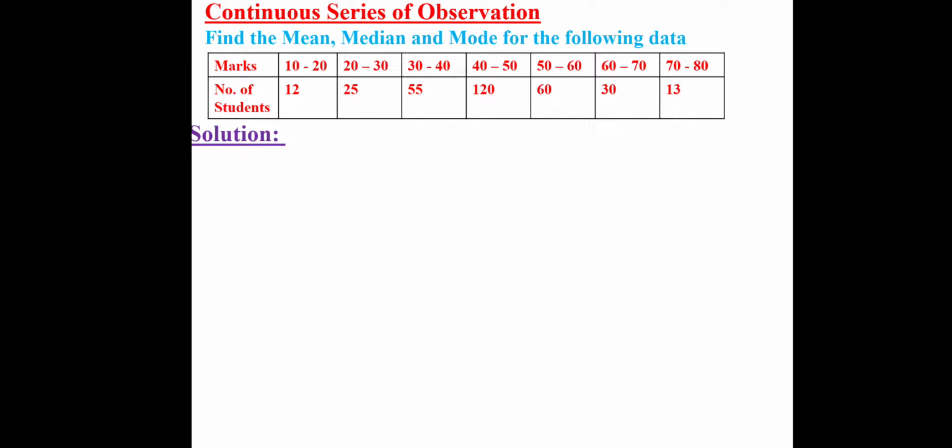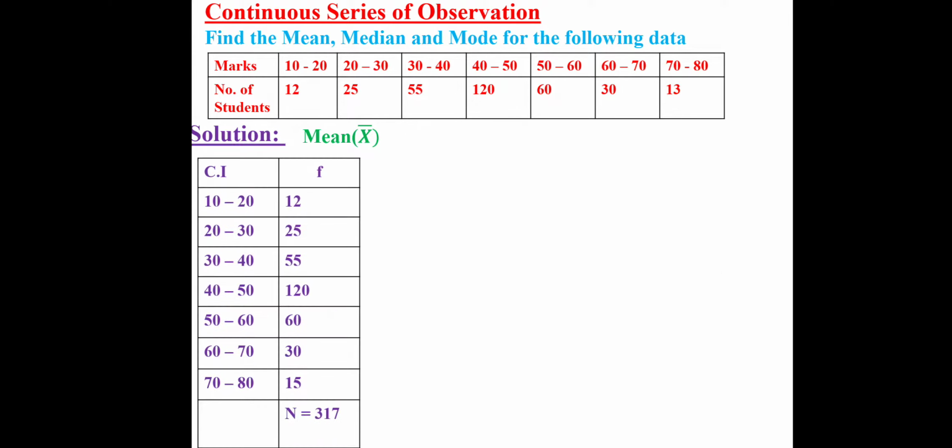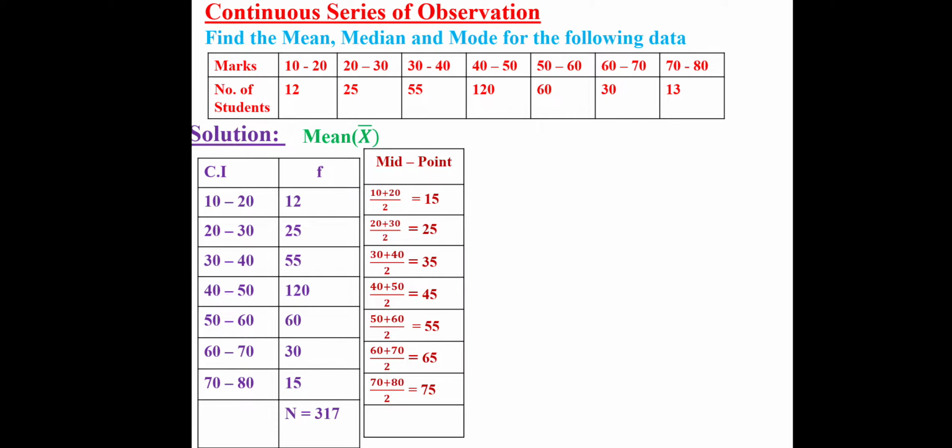First we will find the mean. The given information: the first row will be written as class interval, the second row as frequency. The horizontal format will be continued and written in the vertical format. Then, as it is a class interval type, we need to find the midpoint. Midpoint is lower limit plus upper limit divided by 2.